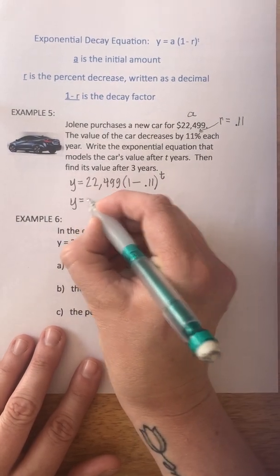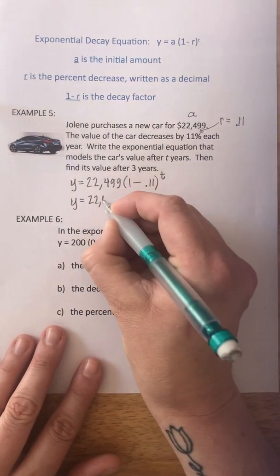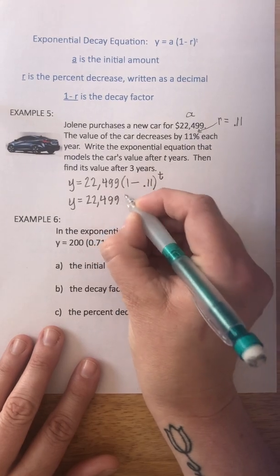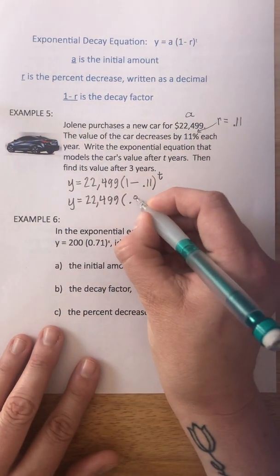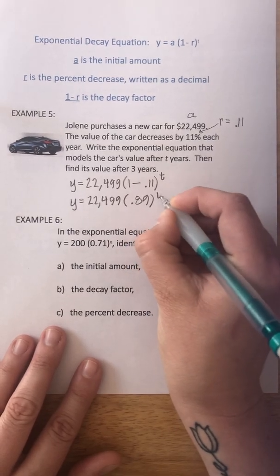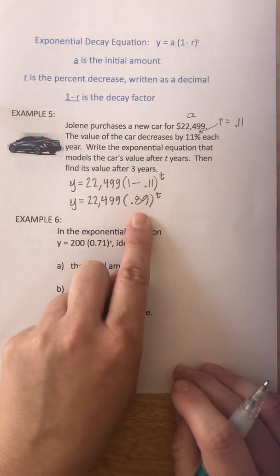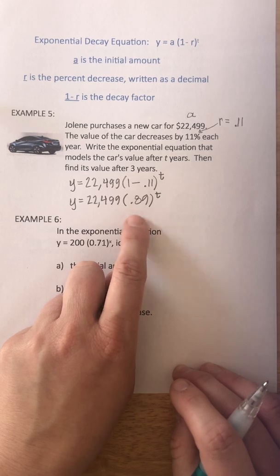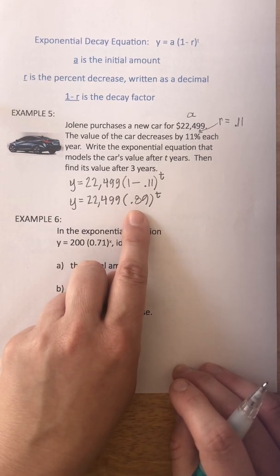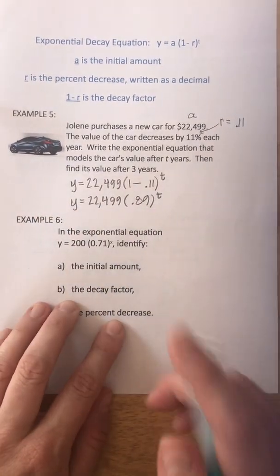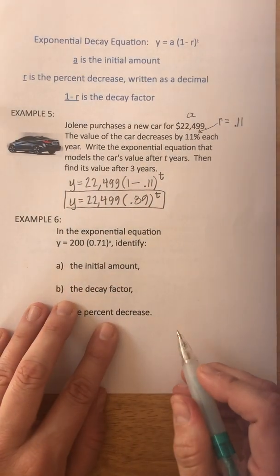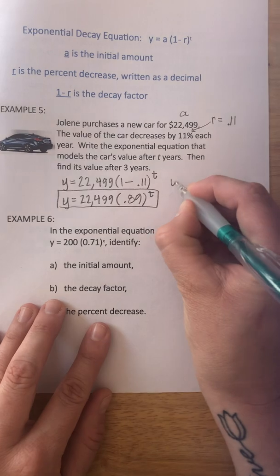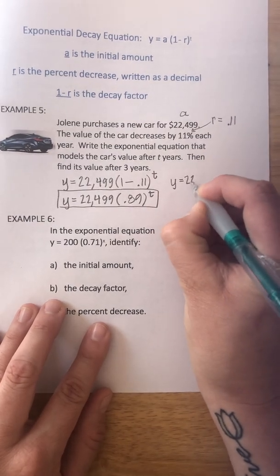I like to go ahead and simplify what's in the parentheses. And you can use your calculator if you need to. 1 minus 0.11 is going to leave us with 0.89. And that makes sense because it's less than 1. Remember, if it's going to be between 0 and 1, that's a decay function. So there's the first answer that we're looking for. There's our exponential equation.